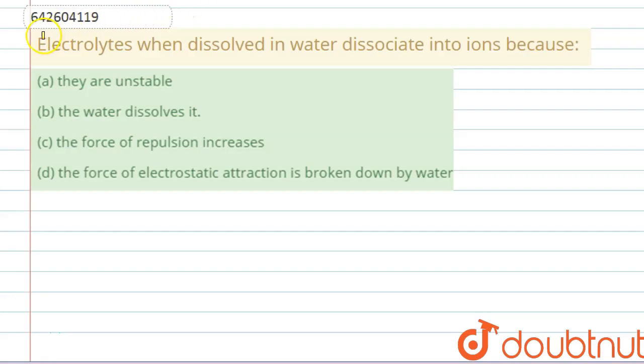Hello everyone, let's start this question. Now in this question we are given electrolytes when dissolved in water dissociate into ions because. Now we have to tell the reason why electrolytes when they are dissolved in water dissociate into ions.